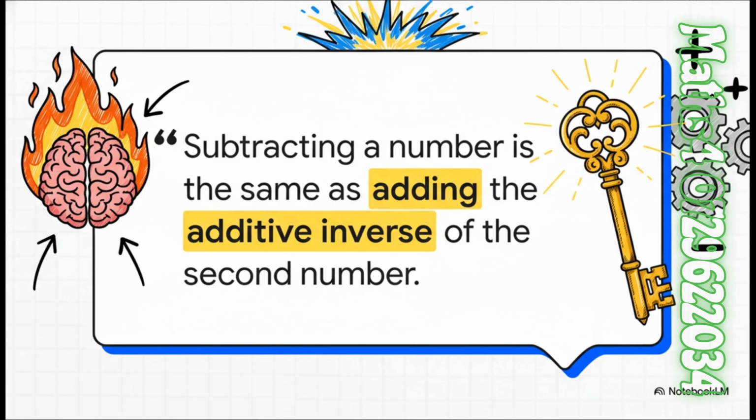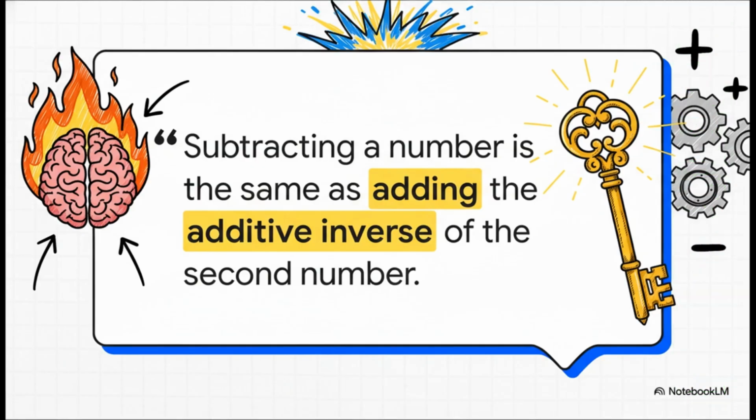And here it is, the secret, the key to everything. If you remember just one thing from this entire explainer, please make it this sentence. Subtracting a number is the same as adding its opposite. Burn that into your brain. This one rule unlocks all of subtraction.